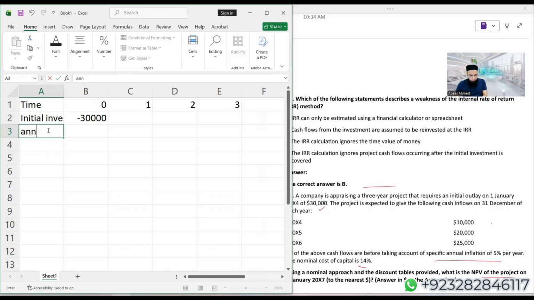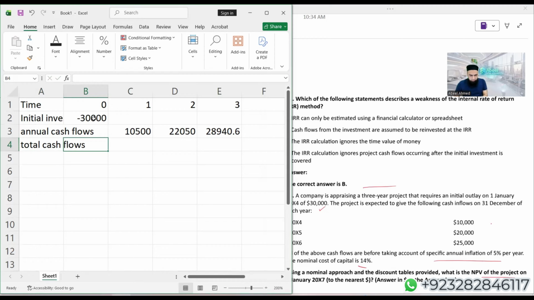Now let's take annual cash flow. Year 1, it is 10,000, but it will increase by 1.05. Second year, we have got 20,000 multiplied by 1.05 power 2. For the third year, 25,000 multiplied by 1.05, and the power is going to be 3. Okay, these are the annual cash flows. Discount rate they have given us. So let us first calculate total cash flows. Very simple.